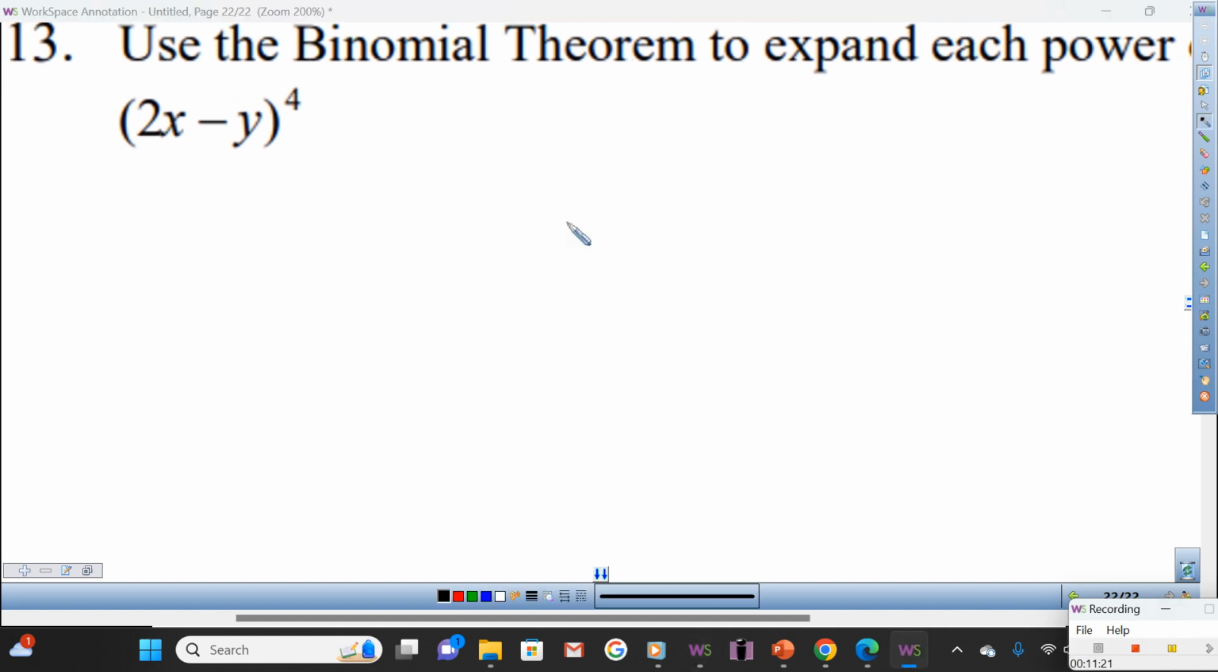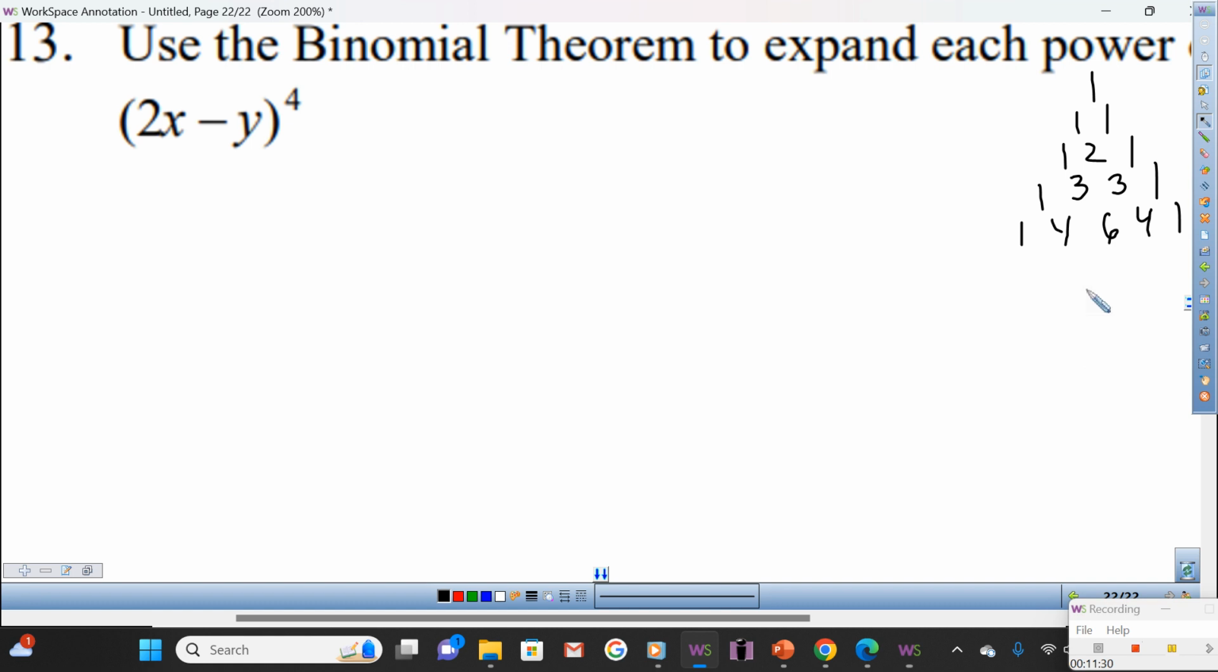All right, here we go. Number 13, it says, use the binomial theorem. What's the first thing that comes to mind when you see binomial theorem? Well, Pascal's triangle. Let's do that over here on the side. We got 1, 1, 1, 1, 2, 1, 1, 3, 3, 1, 1, 4, oh, my bad.